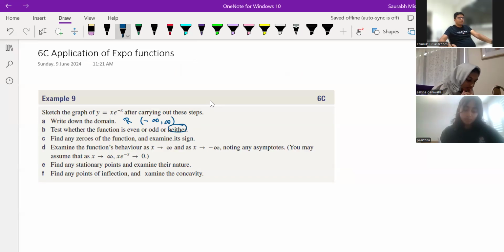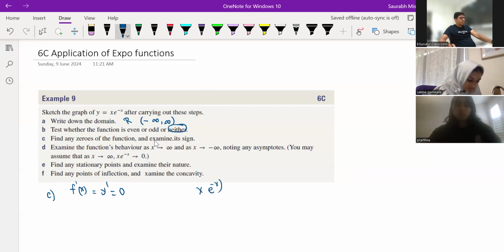Did you know how to find out, Sakina and Pratna? Okay. Find any zeros of the function, examine its sign. So then you need to do f prime x, or y prime, equal to 0. There is no discontinuity because the domain is minus infinity to infinity. So you will not get zeros or critical points from that. So f prime x, if you put f prime x equal to 0, what is f prime x? The function is x e to the power minus x.